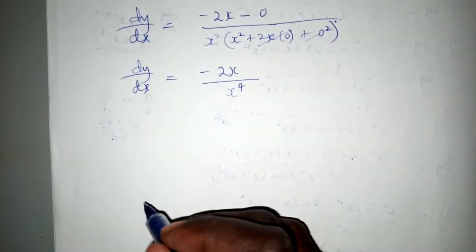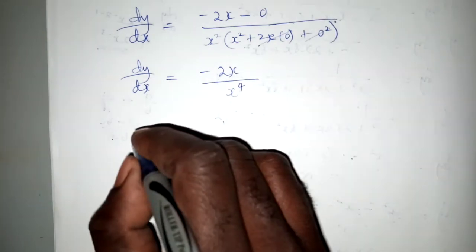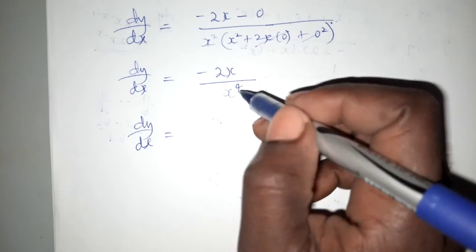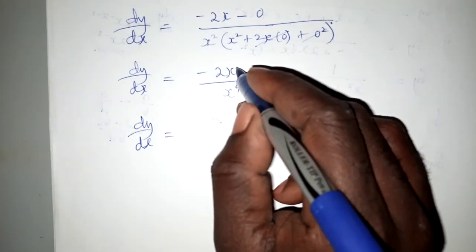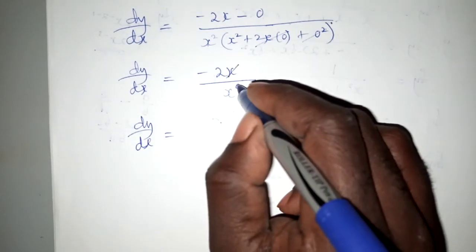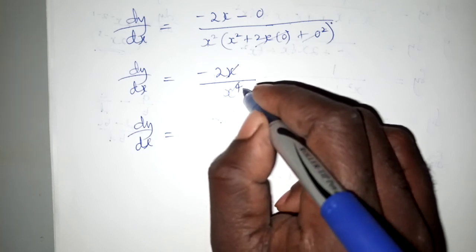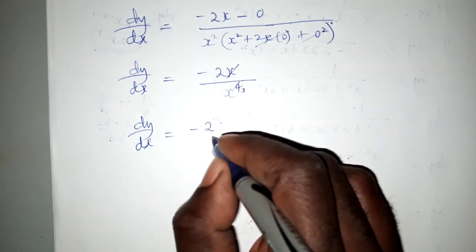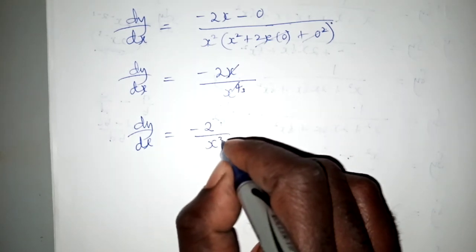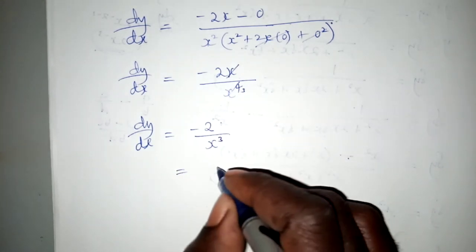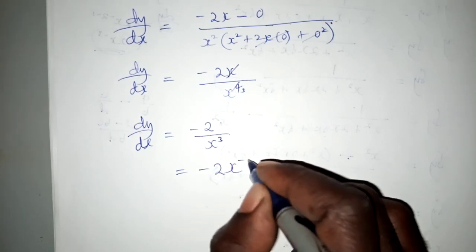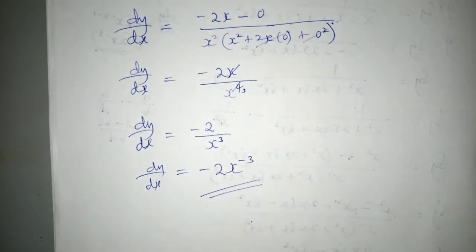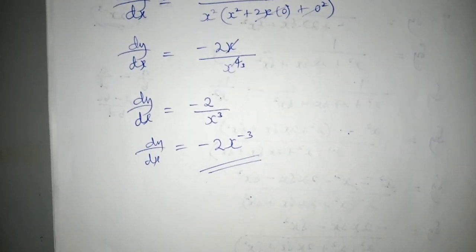So this is the same thing as dy by dx is equal to, so this x will cancel one of the x here, so we remain with x raised to power 3. Same thing as minus 2 all over x raised to power 3, which is equal to minus 2x to the power of minus 3. So this is our final answer. Thank you for listening.